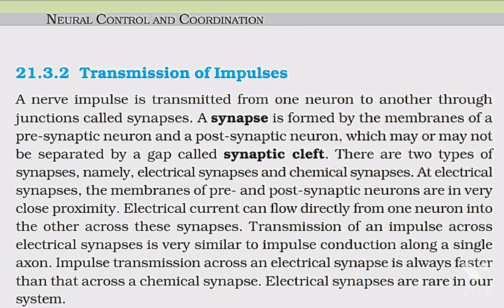At electrical synapses, the membranes of pre and postsynaptic neurons are in very close proximity. Electrical current can flow directly from one neuron into another across these synapses. Transmission of an impulse across electrical synapse is very similar to impulse conduction along a single axon. Impulse transmission across an electrical synapse is always faster than that across a chemical synapse. Electrical synapses are rare in our system.